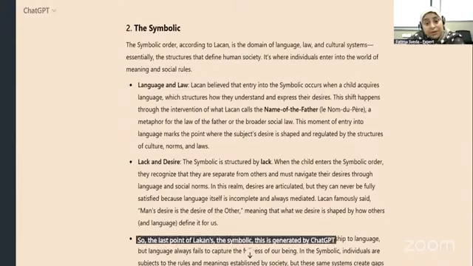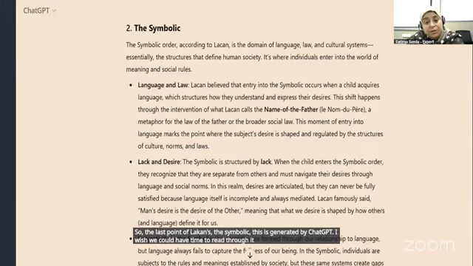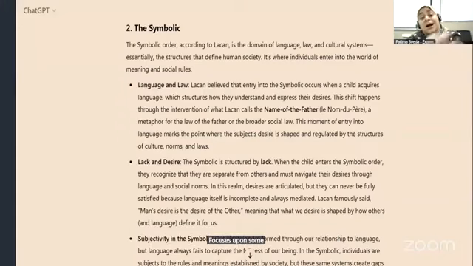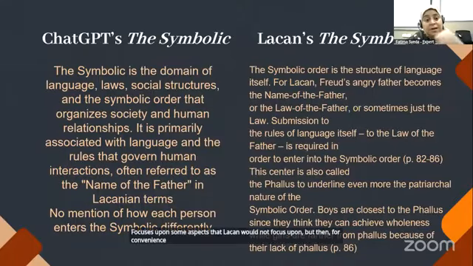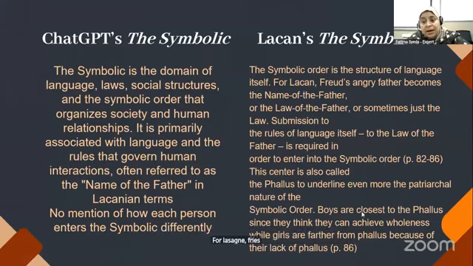I wish we could have time to read through it and see how ChatGPT focuses upon some aspects that Lacan would not focus upon. But for convenience, I've summed it up over here. For Lacan, the symbolic order is the structure of language itself. For Lacan, Freud's angry father becomes the name of the father or the law of the father, to which you submit. Again, the concept of ideal ego.